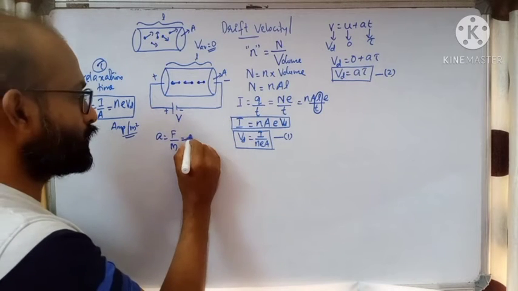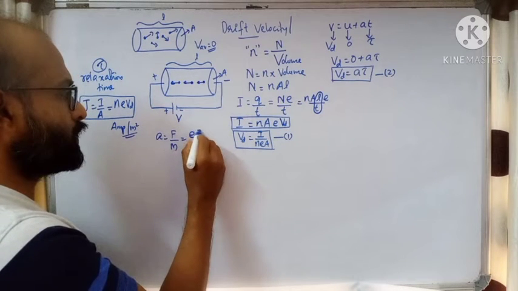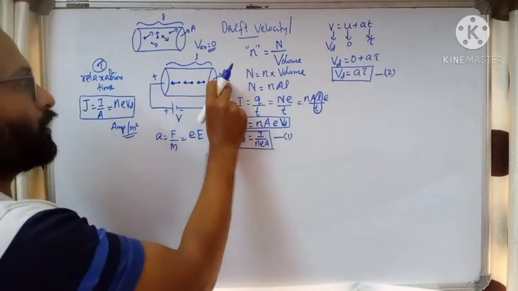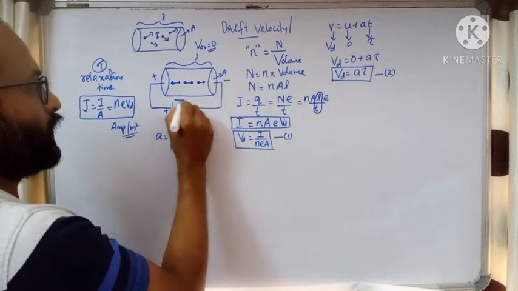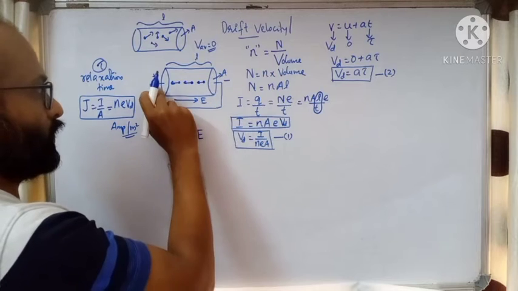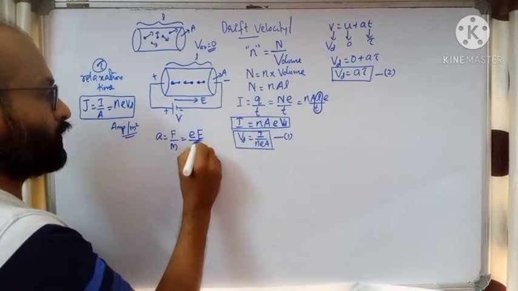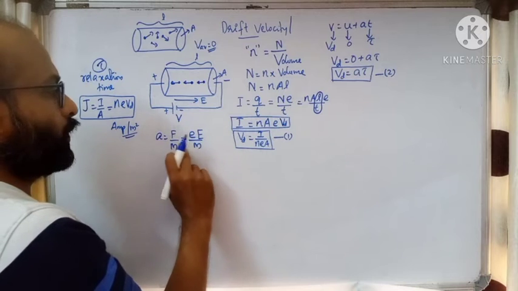So the charge of the electron is e. So F is equal to e into E. What is E? Capital E is the electric field. From the positive to the negative terminal there is an electric field. The electric field is in this direction. I can mark the electric field across the conductor. Electric field into charge is the force, divided by m gives the acceleration. Okay, now I just substitute here.